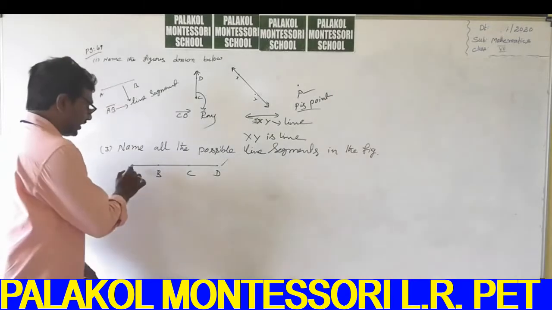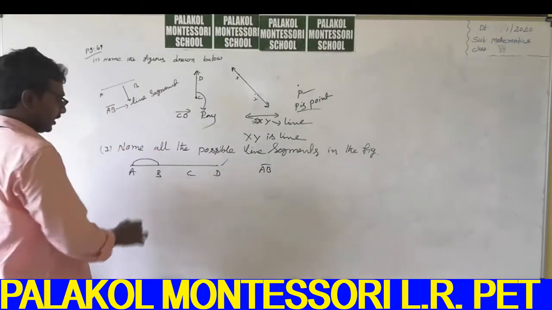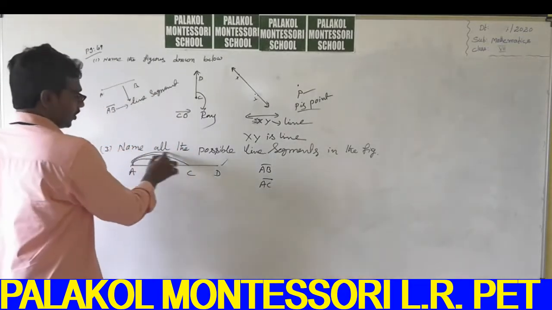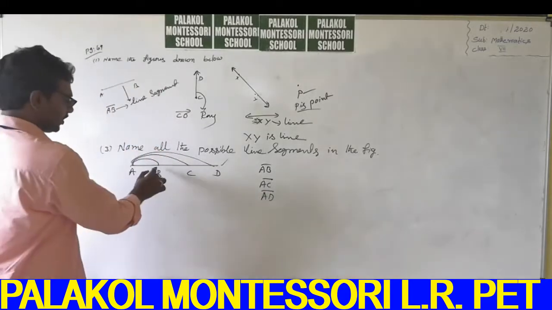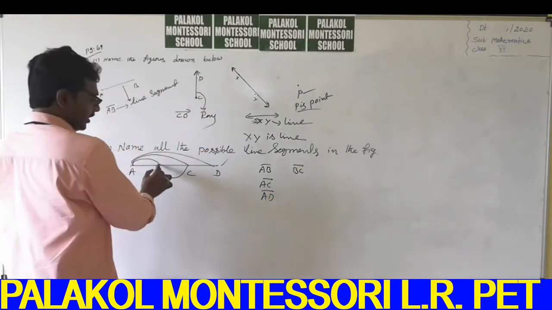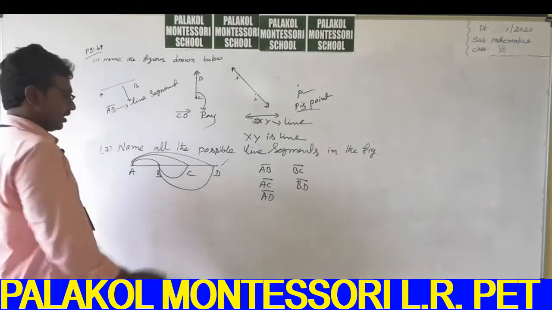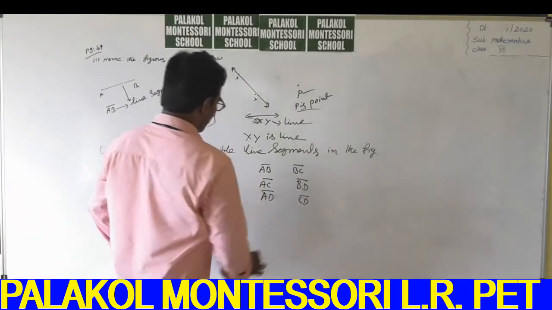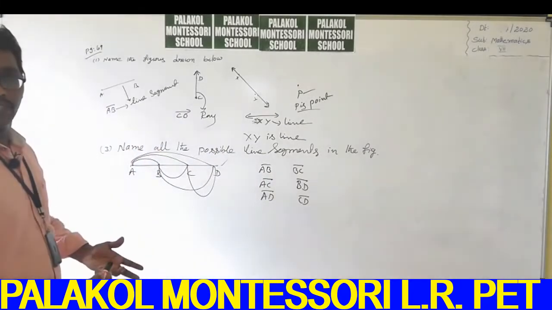First I write AB bar is one line segment, AC bar another line segment, AD bar the third line segment. Next one, BC bar one line segment, BD bar another line segment. Last one, CD. So all are finished. It's enough. Is it clear?